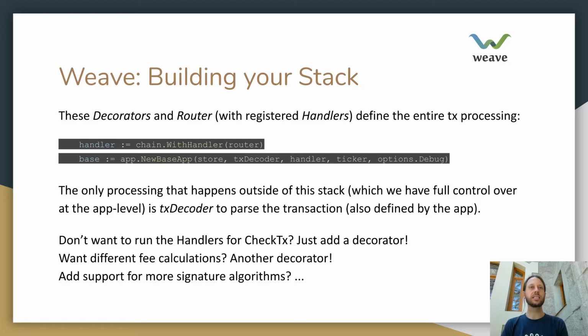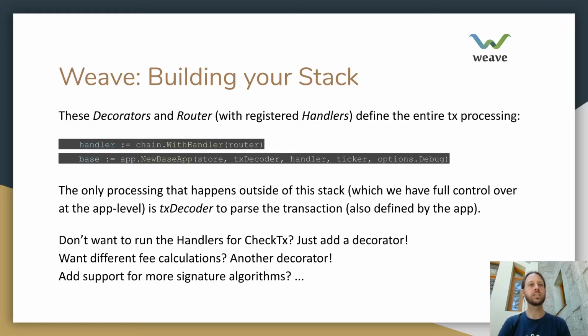So yeah, besides the handler, which we just constructed with a series of decorators, and the router, which we control, when a transaction comes in the only other thing that happens is TX Decoder. So you have full control there. If you want to run the handlers for the transaction, check TX, add a decorator. The decorator will simply say on check TX, return OK. If it made it to that point, it will just return OK and abort the chain. It will never go down to the handler or the router.